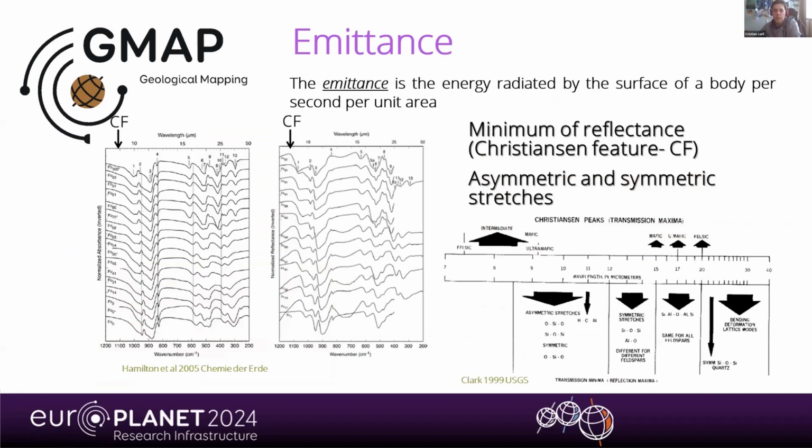The same thing holds for the emittance. In this case, we are going to see the radiation that is emitted, but the process is more or less the same. We will have some regions that are more emitted than others within the different wavenumbers or wavelengths that we are looking at, and where this energy is less or more emitted permits us to have specific information that is correlatable with specific mineralogy. In this case, it is much more due to vibrational processes, and so the asymmetric or symmetric stretches that are present in the crystal lattice.